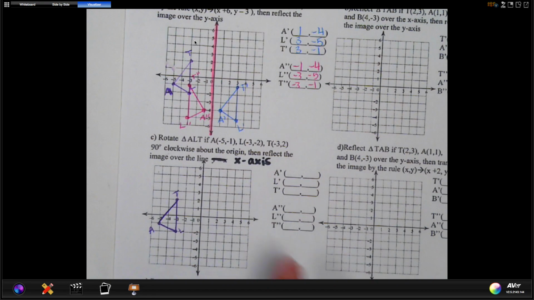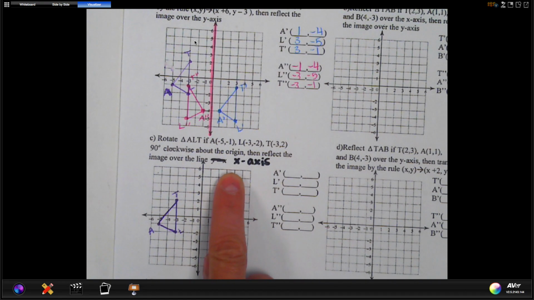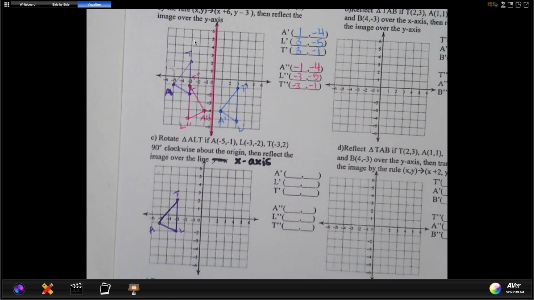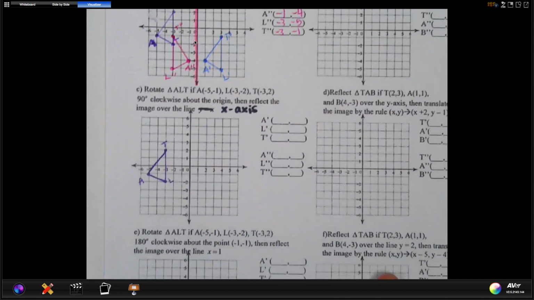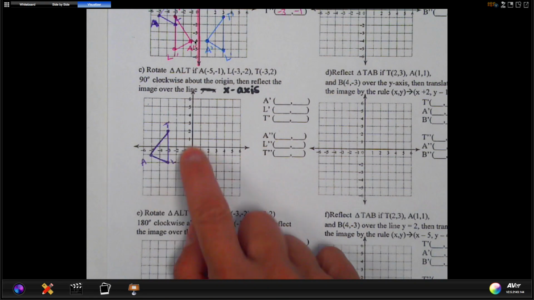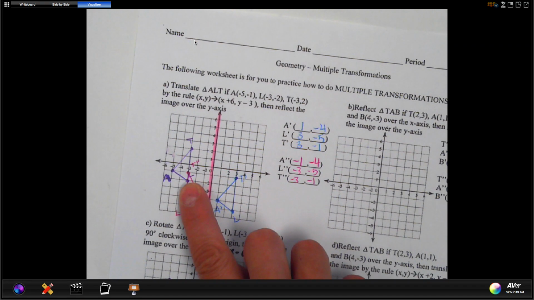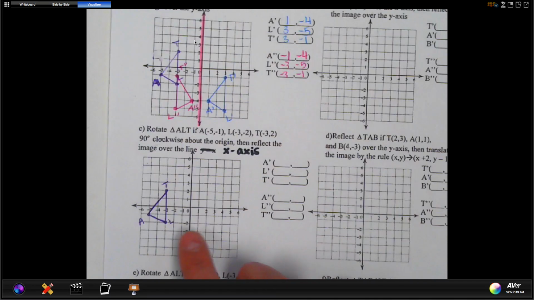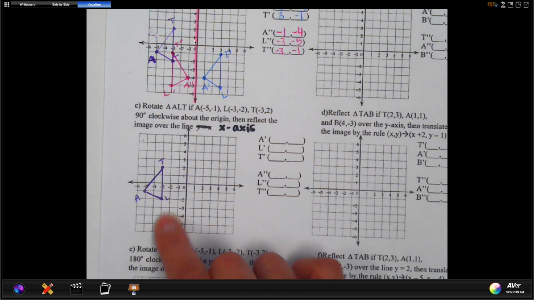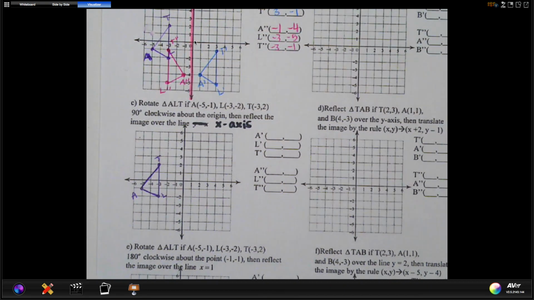And also, what I'd like you to do is change the second part where it says the line y equal x to the x-axis, just for purposes of the introduction to this. Okay, so on this, I have already put the originals on. Since they are the same as the first one, you'll notice. So A, L, and T are in the same locations. Go ahead and put those on, and then we can move on with our sequence.